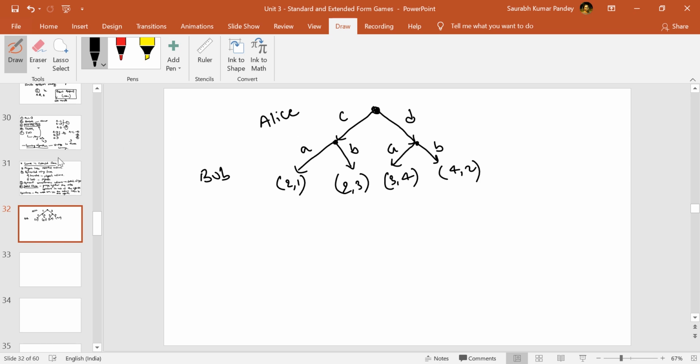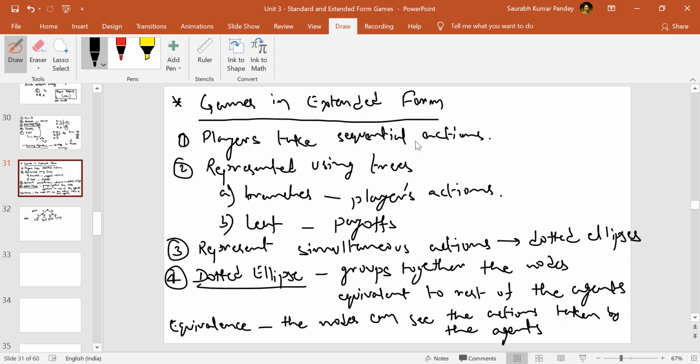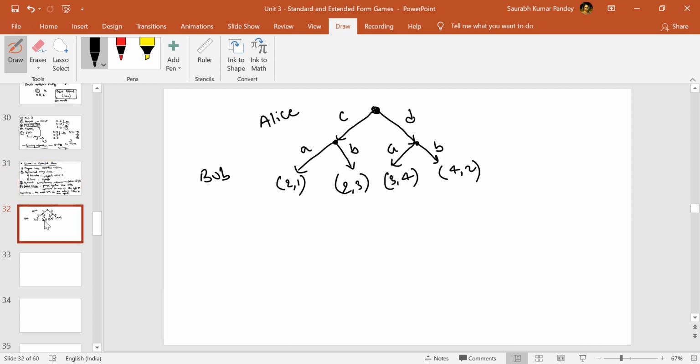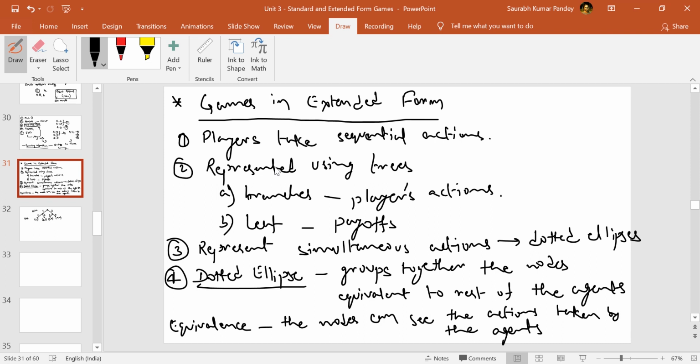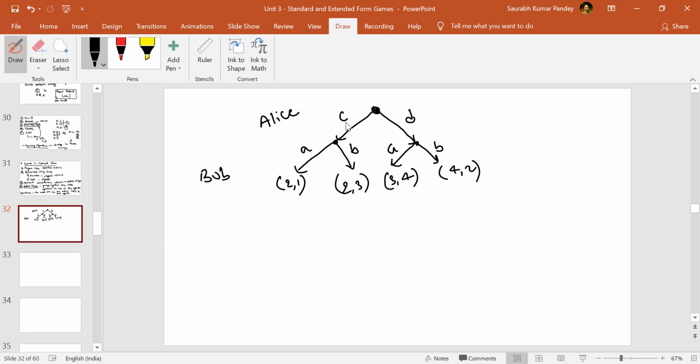So first, what was the first point? Players take sequential actions. Here, players took sequential actions. First, Alice took the action. On the basis of that, Bob took A or B. D was taken by Alice. On the basis of that, Bob took the action A or B. Now, what was the second point? It is represented using trees, branches as players' actions, and leaves as payoffs. You can see the actions A, B, C, D, those are the branches. And what are the payoffs? They are the leaves.